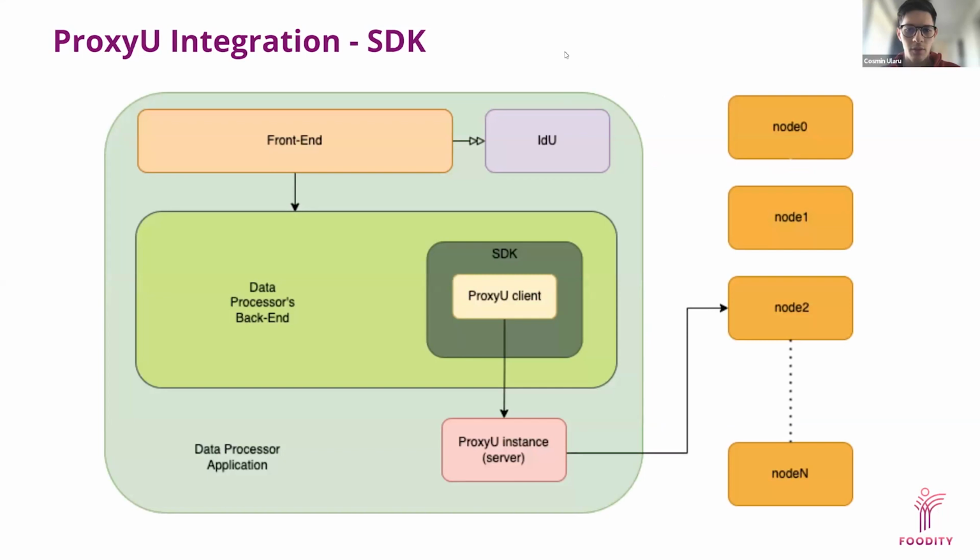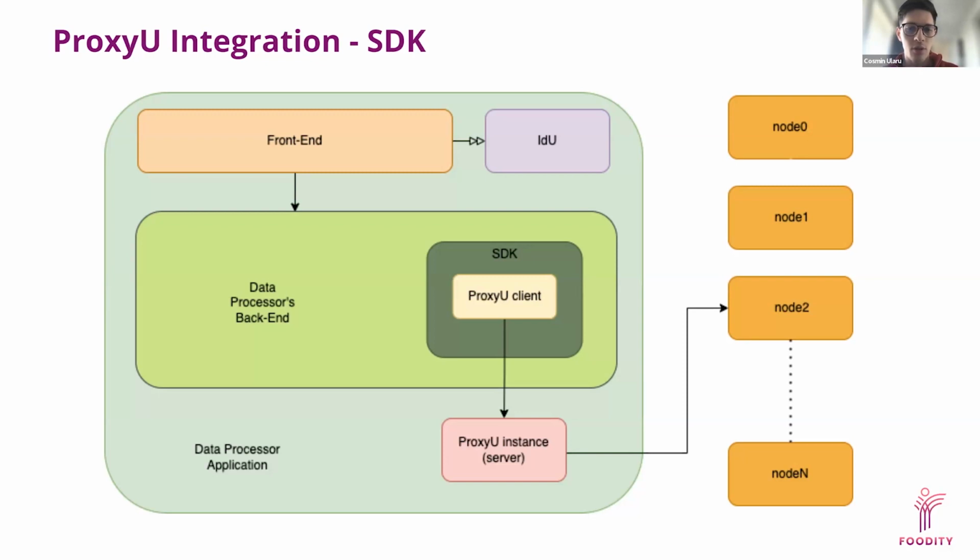And here we have a diagram of the proxy integration with the SDK. The important thing is that the SDK provides some library, some code that connects to the proxy server, the proxy instance, which knows to communicate with the whole platform, the blockchain nodes and all that. Basically, all you need to do is integrate that SDK in your backend system, if you're a data processor, and from there you can handle your front-end requests as usual.